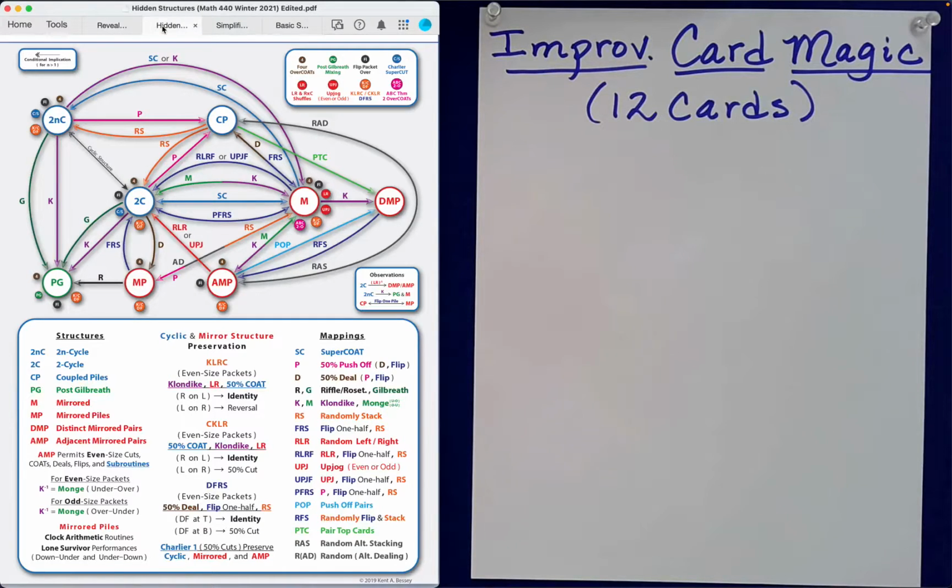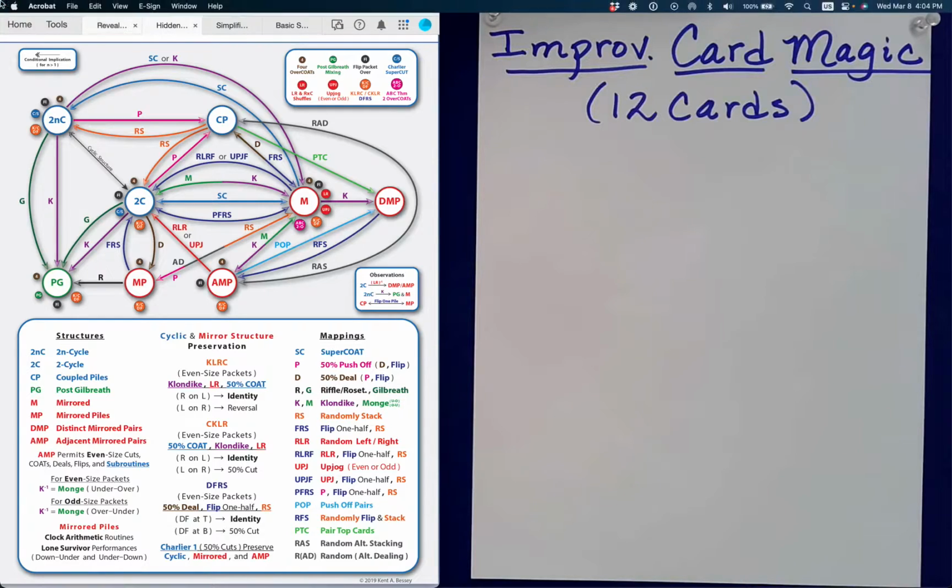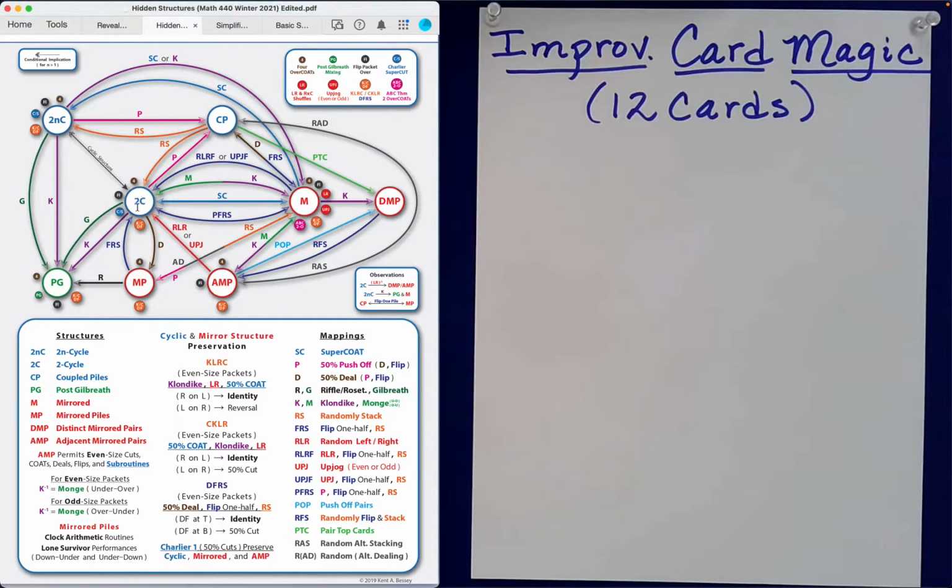Okay, I have on display on the left side of the screen what I call the hidden structures diagram. Knowing even a small portion of this diagram, you can do amazing mathematical card magic that will make you look like a wizard. So the three structures that we're going to focus on today are the three in the middle. The one that says 2C, that's for 2 cycles, mirrored, M for mirrored, and then something called an AMP. Okay, those are the three that we will focus on.